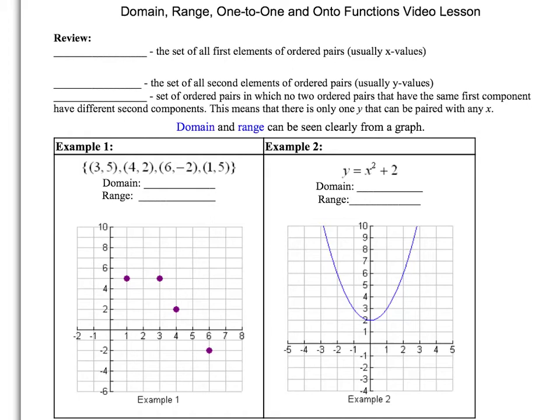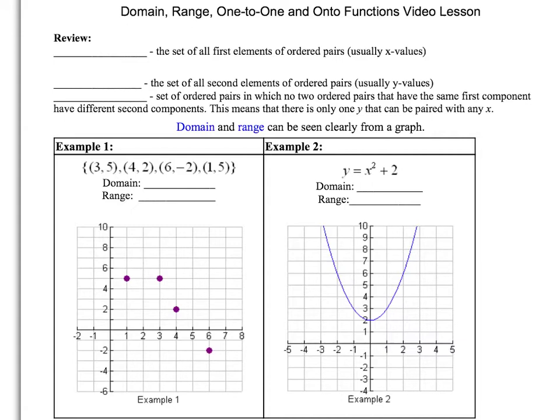Today we are going to look more into functions, more into the domain and range, and I'm also going to introduce what a one-to-one and an onto function is. Now, this lesson tends to be difficult for students, at least in the past it was, so please pay attention here. A little bit of review first.